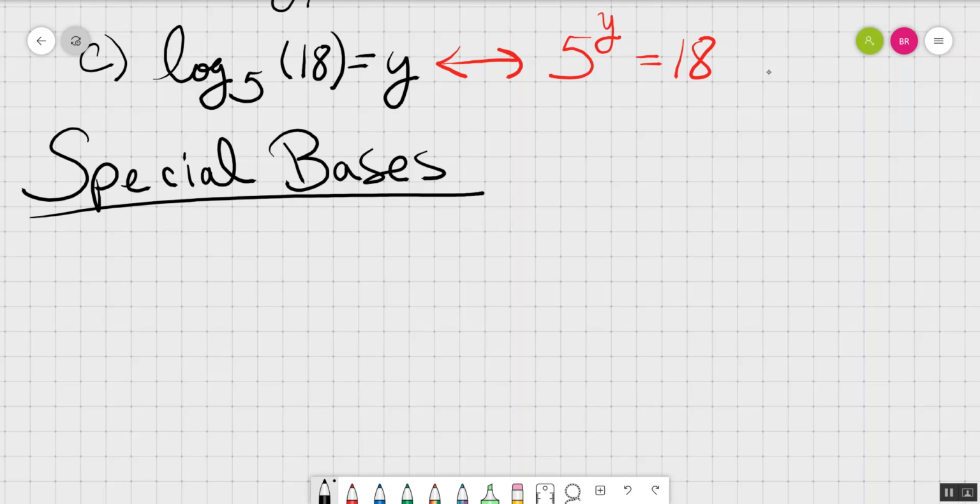There are 2 types of special bases. The first one is called the common log, also known as a birch.